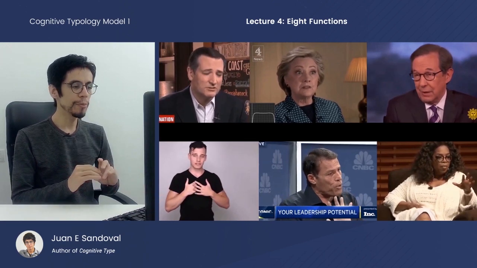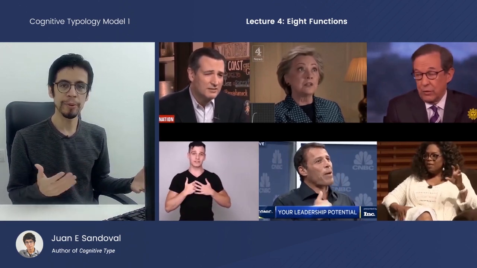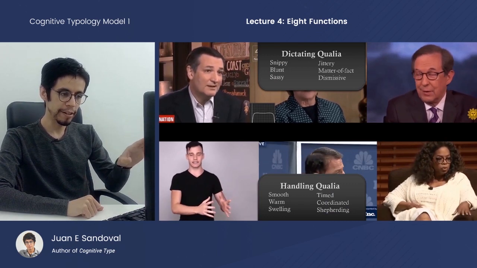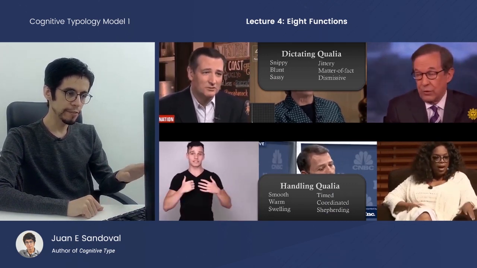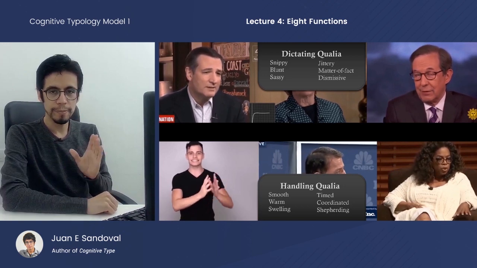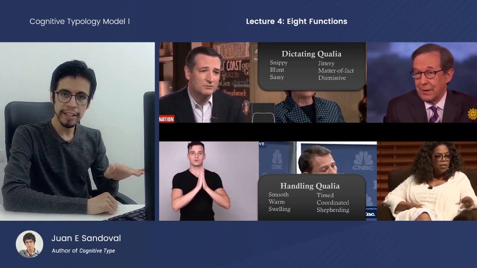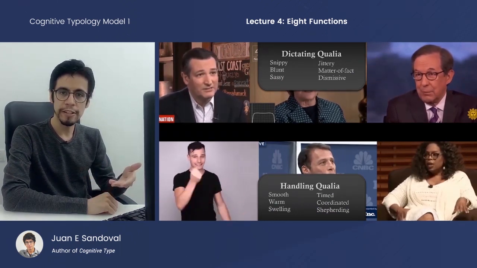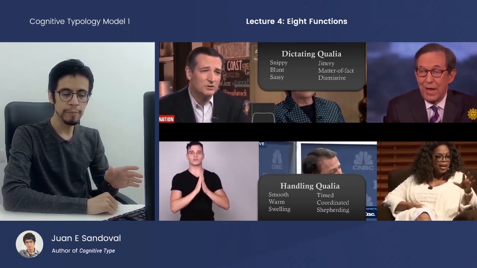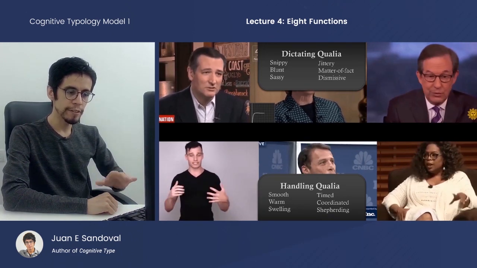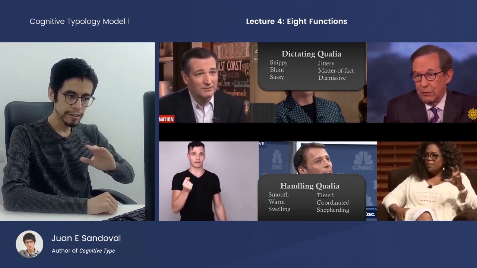Okay, so now we need a language to talk about what we just saw. We can use the term dictating for the top pattern, and we can use the word handling for the bottom pattern. By dictating, what I mean is the style of just telling it how it is. In other words, just dictation, just informing you of the facts. As you saw, there wasn't much effort to cushion the gesticulations in these samples. On the fly, they just give it to you straight, blunt, etc.